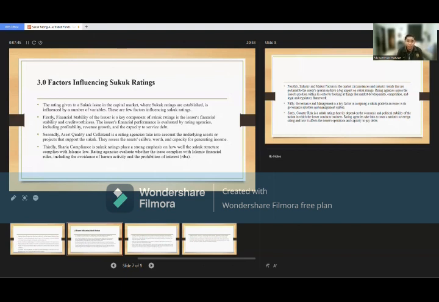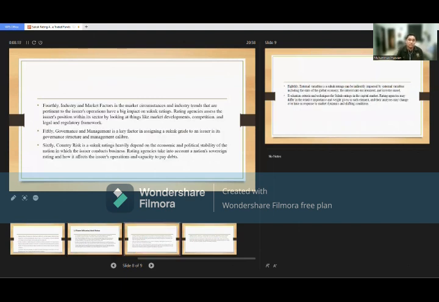The third one is Sharia compliance. Sukuk rating places strong emphasis on testing whether the Sukuk structure complies with Islamic law, and rating agencies evaluate the way the issuer complies with Islamic financial rules, including avoidance of haram activity and prohibition of interest, like riba.